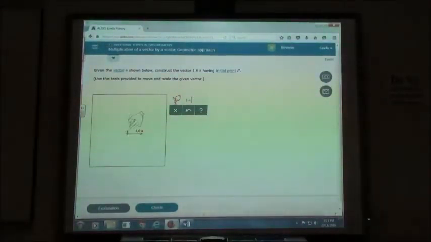So I got my hand tool. I'm going to grab that. I'm going to move the end point of A on top of P. I'm going to click in the gray box so you can see what I did. So I just picked up my vector, moved it so the end was on P.